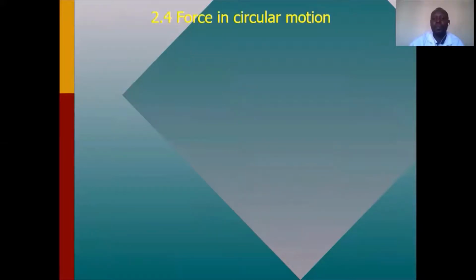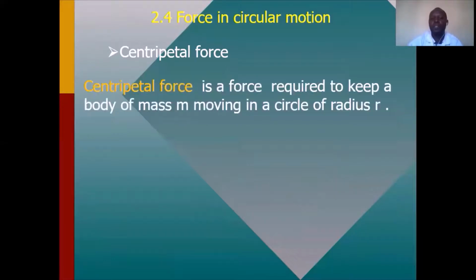Force in circular motion. That is another application. We are going to apply the second law of Newton on the object moving in circular motion. For circular motion, there is an important force required, called centripetal force. Centripetal force is a force required to keep a body of mass m moving in a circle of radius r. So you see that without this centripetal force, circular motion is not possible.